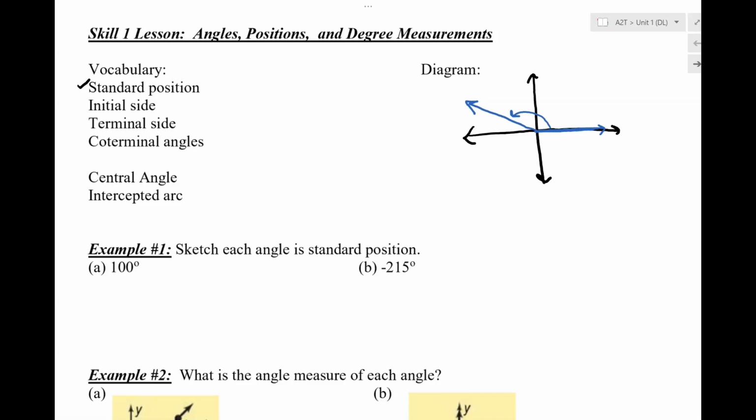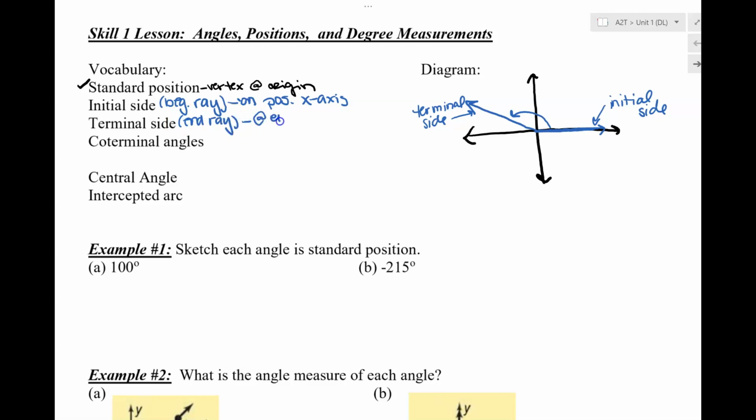Let's write it out together. An angle in standard position has its vertex at the origin. And if I'm in standard position, that means that my initial side, which is your beginning ray, is on the positive x-axis. And your terminal side, because terminal means to end, it terminates, is the ray at the end of the rotation. The ending ray.